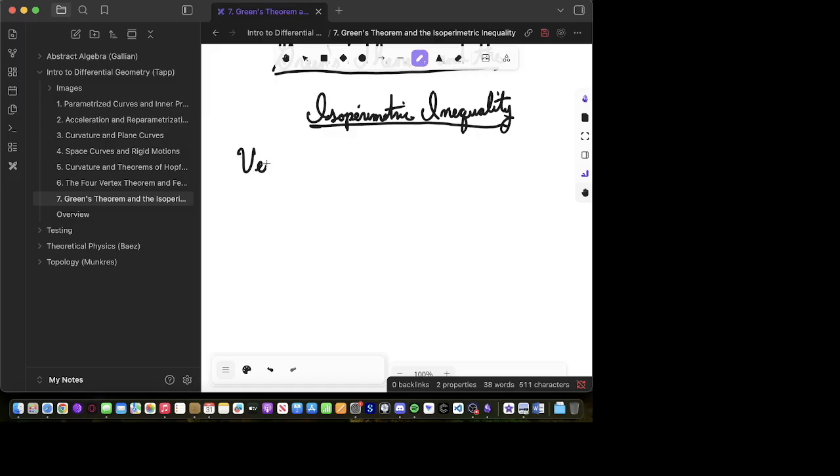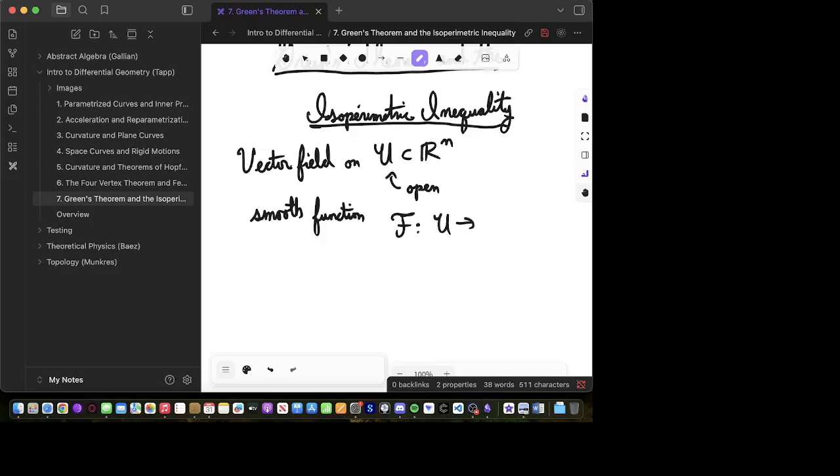So if we talk about a vector field on an open set, a vector field is essentially a smooth function, which we'll call F, from U to Rn.